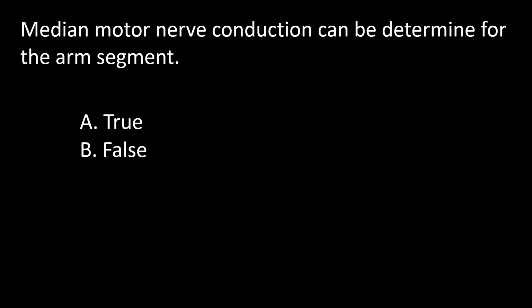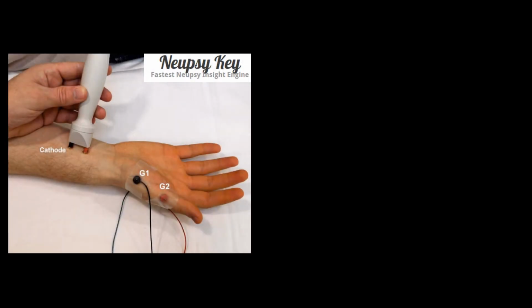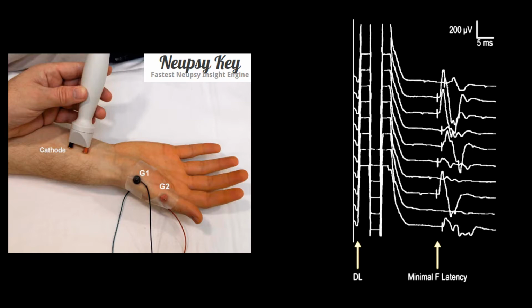So the answer to this question is A. Next question. Median nerve F wave can be helpful in determining the cause of hand weakness. A true, B false. Notice that in this picture the cathode is proximally placed. This is in order to obtain the minimal F latency, which corresponds to the back, to the spine, and forth to the muscle conductions. The back or proximal conduction is produced by electrical stimulation at the cathode.